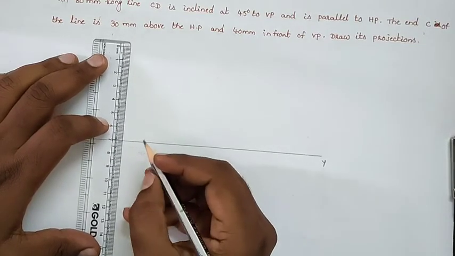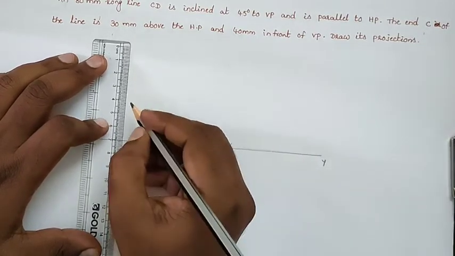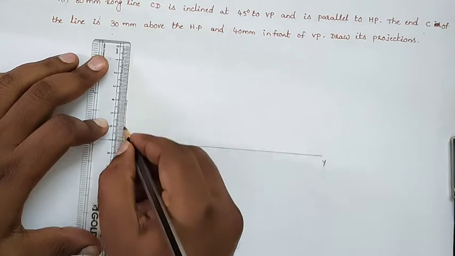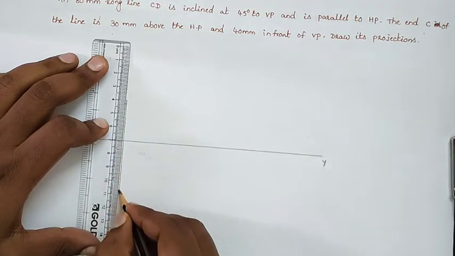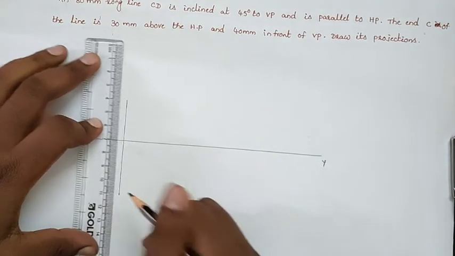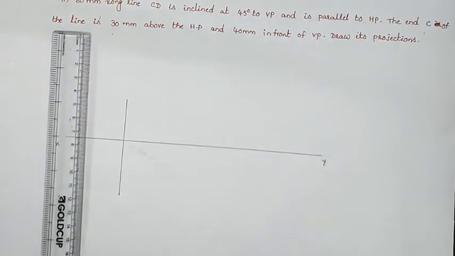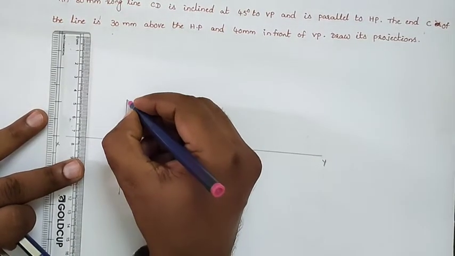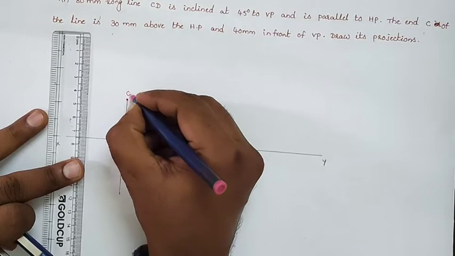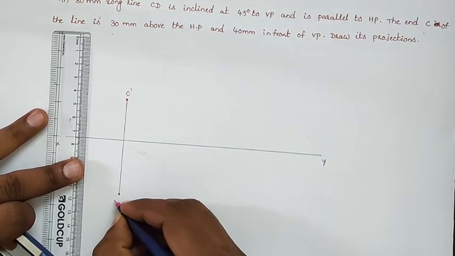C is 30 mm above HP and 40 mm in front of the VP. So 30 mm above means, we'll get the point C, front view is C dash and top view is C.